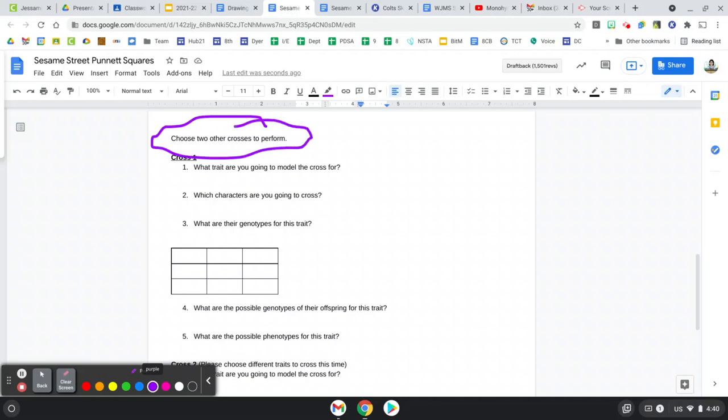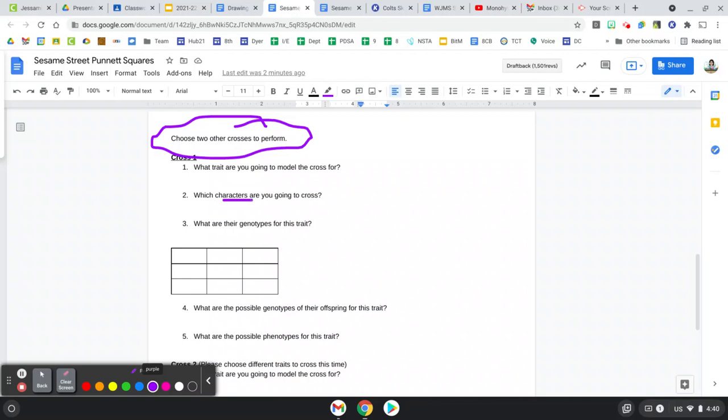And so you're going to pick two characters. And that shows you right there. You're going to pick two characters. And if you go back to the Sesame Street Genetics page 2, you can see what the genotypes are for all of the characters. So you can just go back over there and see what you need to pick.